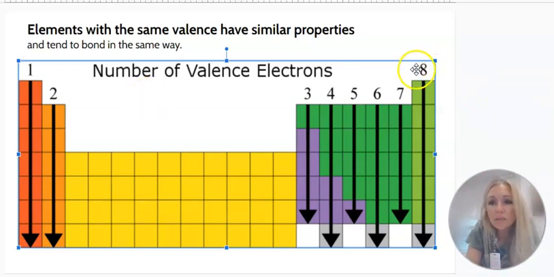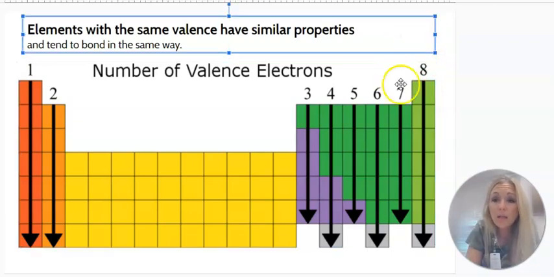So we've got these valence electrons according to their group. And remember that elements tend to be reactive and bond based on their valence. So my elements that have 7 valence electrons are going to be really reactive with my elements that have 1 valence electron because 7 plus 1 equals 8. So we're going to look at those trends in our upcoming unit.